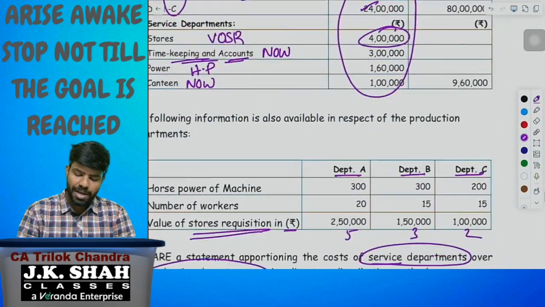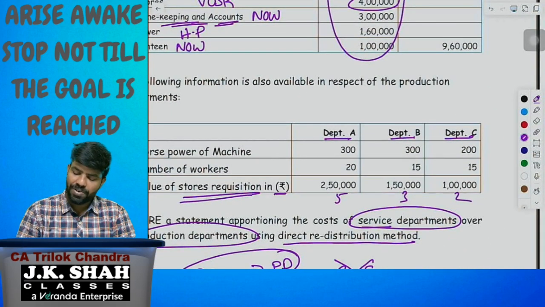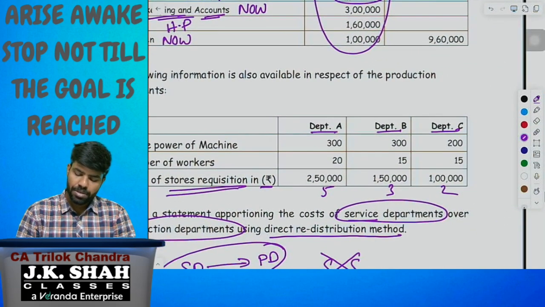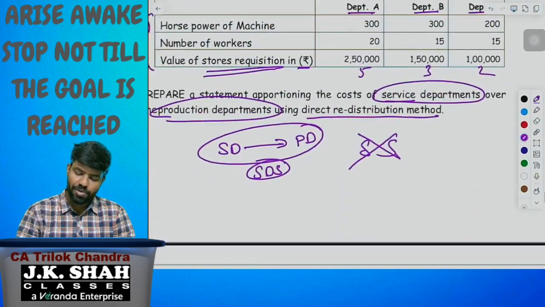In the same way, timekeeping and accounts: number of workers 20, 15, 15, we can take it as 4 is to 3 is to 3. Next, horsepower 300, 300, 200, that is 3 is to 3 is to 2. Next, canteen, 1 lakh, number of workers, 4 is to 3 is to 3. Like that, we are going to apportion.